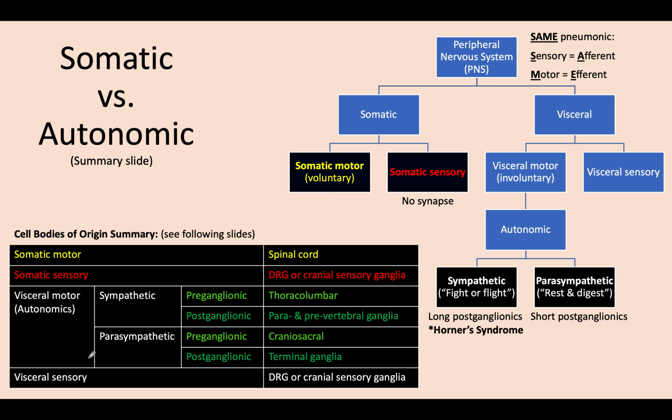Okay, now we're going to talk about somatic versus autonomic. So our somatic is composed of somatic motor and somatic sensory. And then we've got visceral, which is visceral motor and visceral sensory. And our visceral motor contains the autonomics, so our sympathetics and parasympathetics. Sympathetics are fight or flight, and our parasympathetics are rest and digest. So remember, our sympathetics are thoracolumbar, and our parasympathetics are craniosacral. So cranial is going to be 3, 7, 9, and 10.